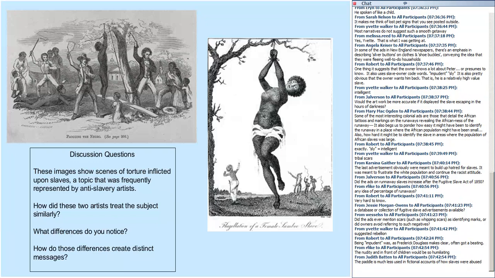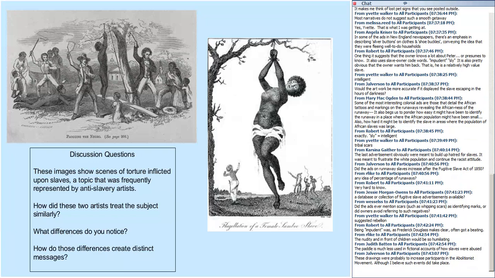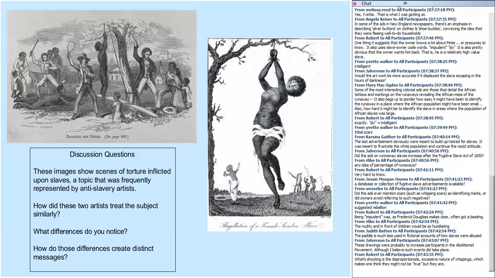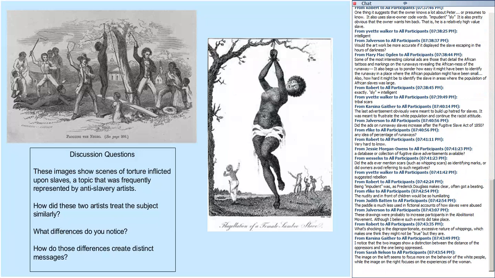And I would just like you to think about same subject, the physical torture of slaves, and yet the artists have treated the images very differently in some ways and similarly in other ways. What are some of the differences and similarities you notice, and how do those create different messages? Okay, two very different images. Mm-hmm. Okay. Robert points out what's shocking is the disproportionate excessive nature of the whippings, which makes one think they might not be true, but they are. So the exaggeration of the images, they're not exaggerated. Right. Those two images show distinctions between the distance of the oppressor and the one being oppressed. Good point. The image on the left seems to focus more on the behavior of white people, while the image on the right focuses on the experience of the woman.